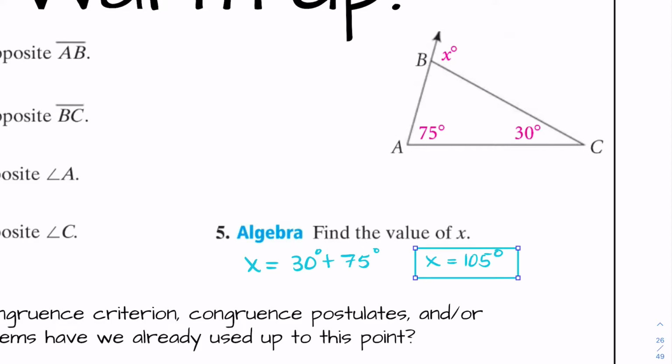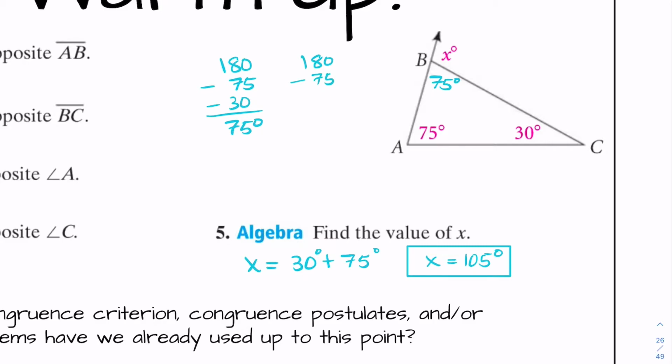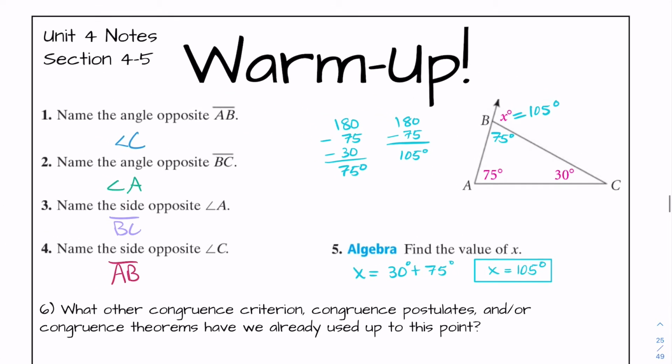Don't forget that's not the only way to solve that problem. If you wanted to, you could do 180 take away 75 take away 30, and you would get 75 degrees, which would have been this angle here. And then you could have done 180 take away 75 to find this angle here, which is 105 degrees. So it is going to be the sum of the two alternate remote interior angles.